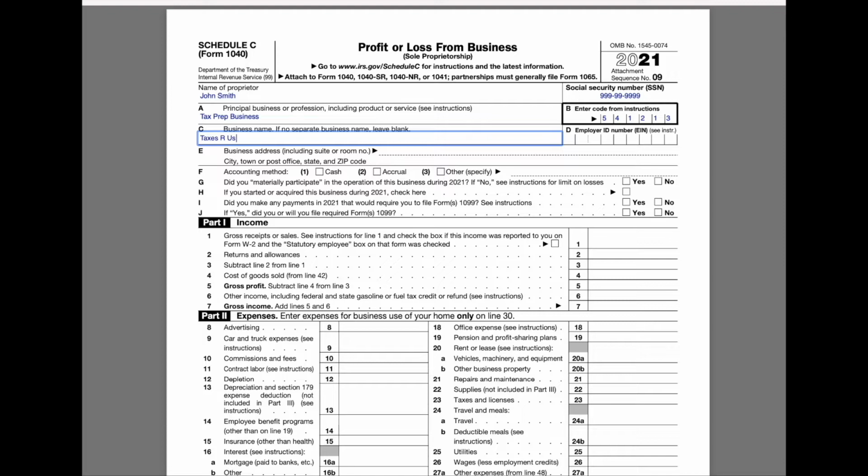Next, you would enter the business address. If you conducted business at the same location shown on page 1 of your return, you don't have to fill this out. You can go ahead and leave this blank. Since this is a home-based business, I'm going to go ahead and leave these both blank.